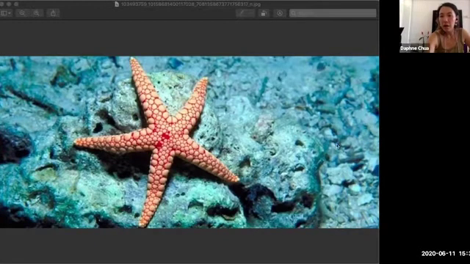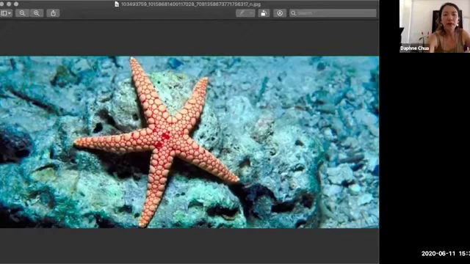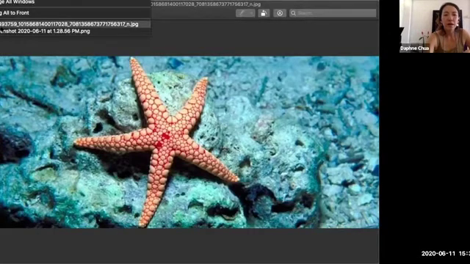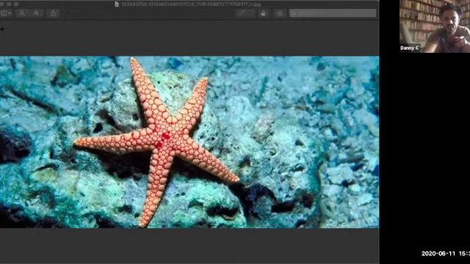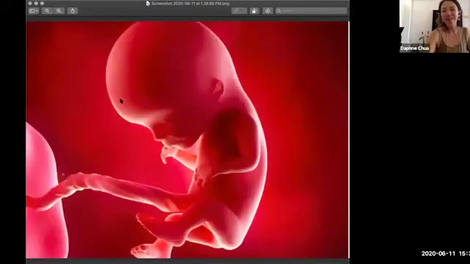Can you see? Looking at a starfish. It's a star. You're looking at a starfish. Oh, that's strange. Okay. Can you see now? No. That's weird. Okay. Let me try one more time. Technology. What about now? Yes.